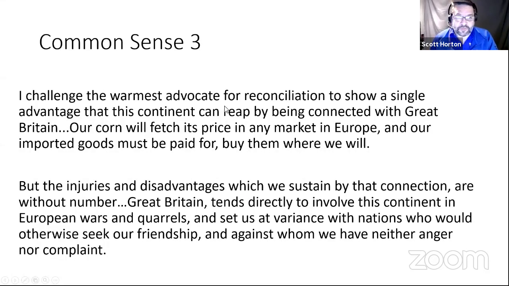I challenge the person that wants to reconcile with England to show an advantage that we have. He's, again, going after the counter argument here, as a good AP student would, right? He's addressing the other side of the story. There's no benefit to sticking around with England is essentially what he's saying here. Great Britain gets us involved in wars that aren't really our problem.